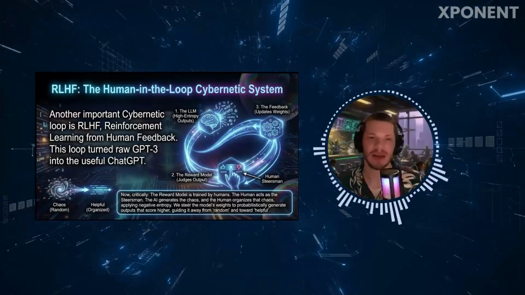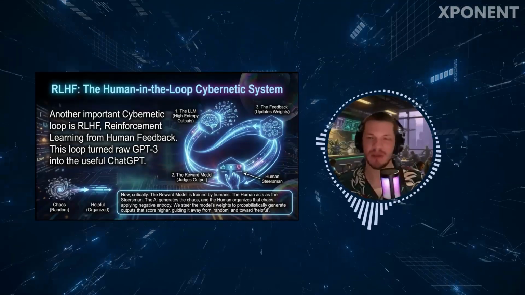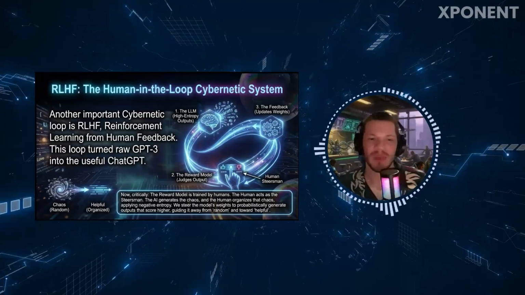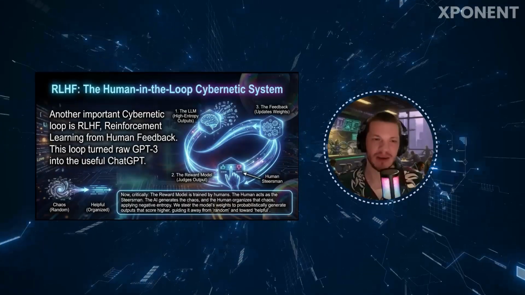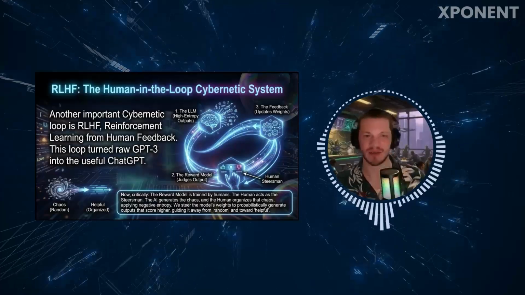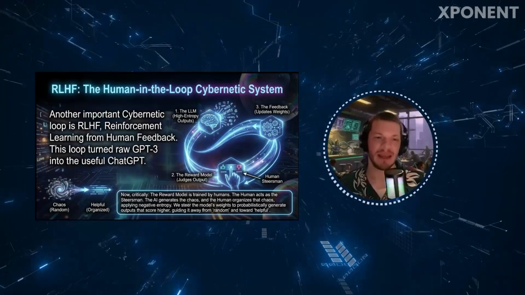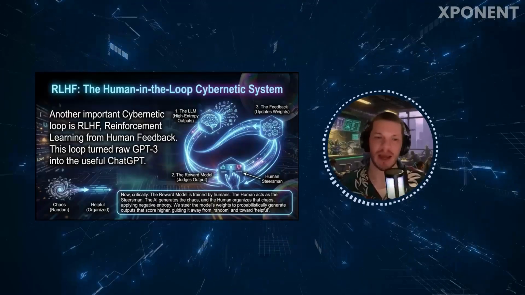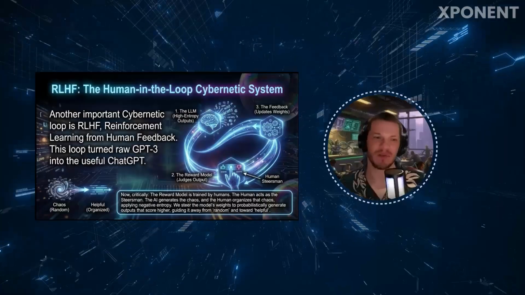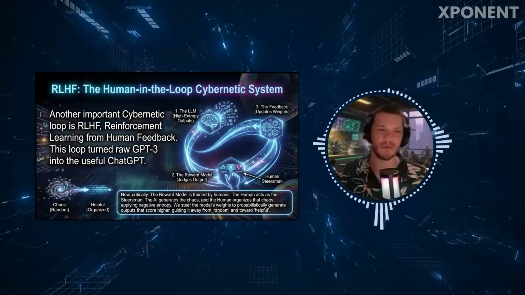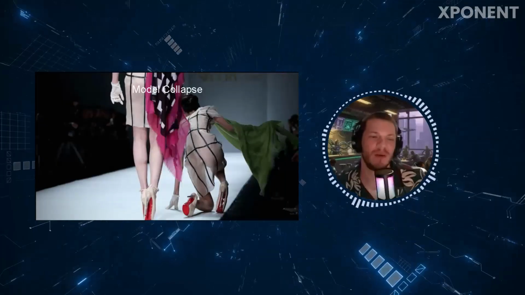Now, critically, the reward model is trained by humans. Humans act as the captain. The AI generates the chaos. Humans organize that chaos by applying negative entropy. And then we steer the model's weights to probabilistically generate outputs that score higher, guiding it away from being random to being useful.